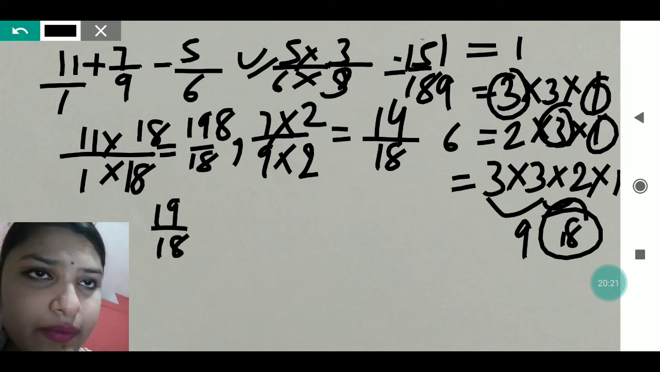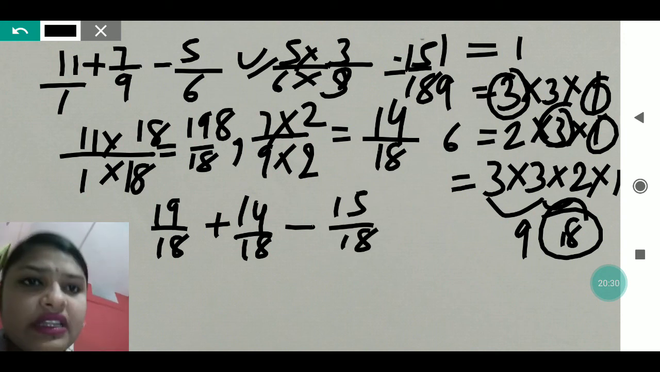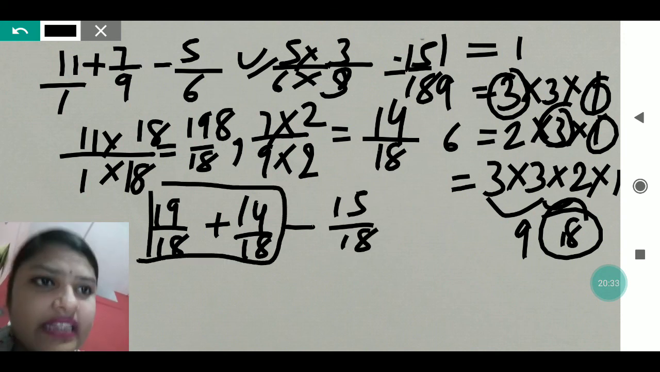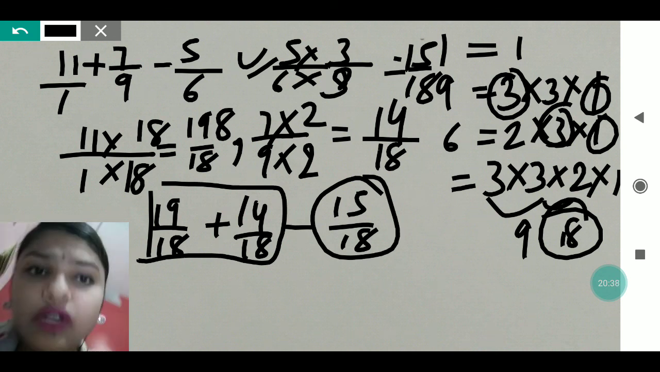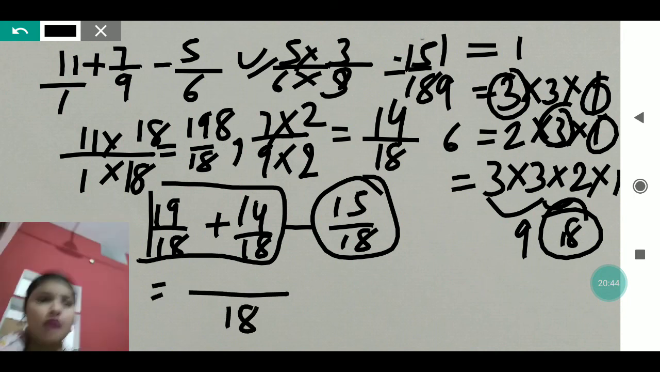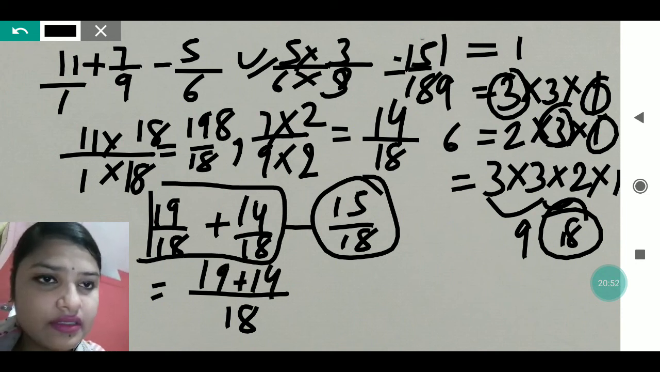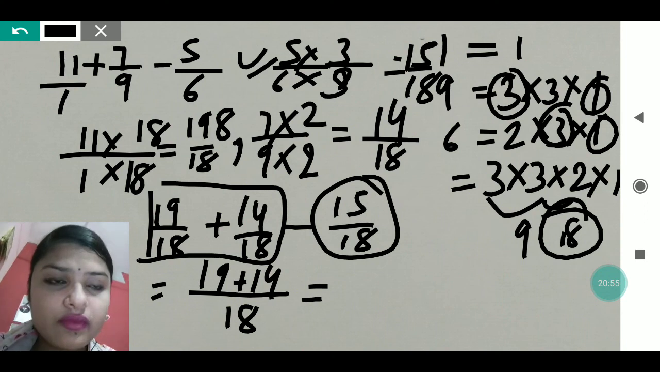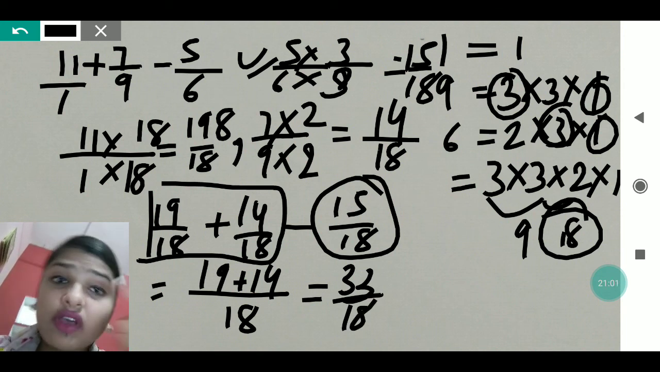198 by 18 plus 14 by 18 minus 15 by 18. Now you can add these two, and this one you can subtract. No problem. How will you add? Just very easy. Denominators are common. So take the common denominator 18 and write 198 plus 14. You will get 212 by 18. This you have got after adding.